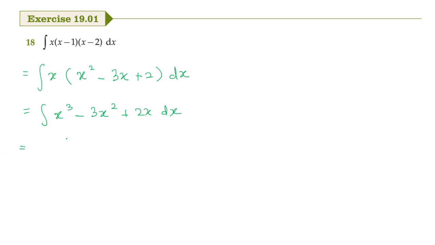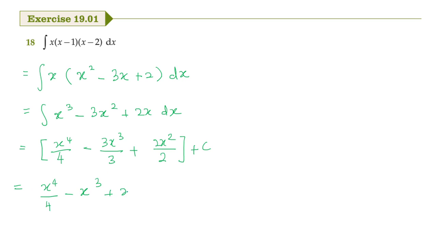Without splitting them, I just separate by using my bracket here. So x, 3 plus 1 is 4 divided by the new power 4, minus 3x, 2 plus 1 is 3 divided by 3, plus 2x, 1 plus 1 is 2 divided by 2, the new power, plus c. So simplify further, you have x power 4 over 4 minus x power of 3 plus x power of 2 plus c.